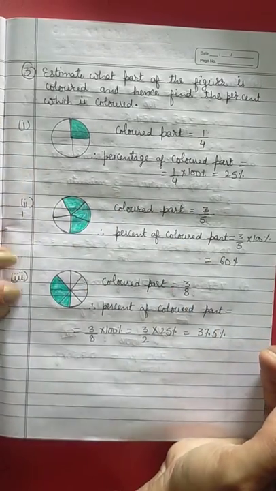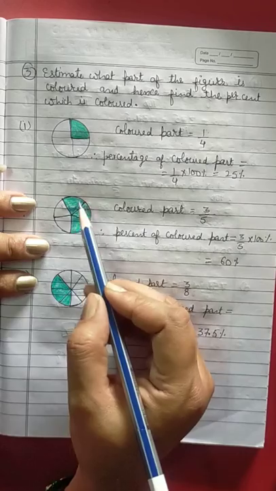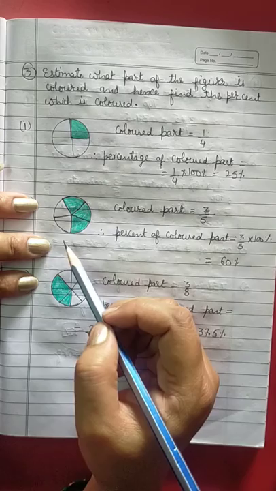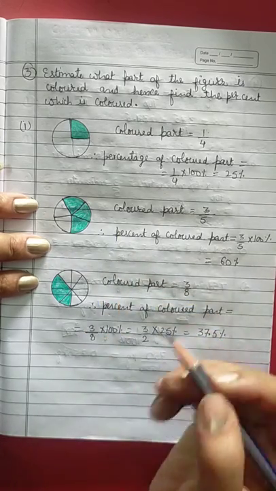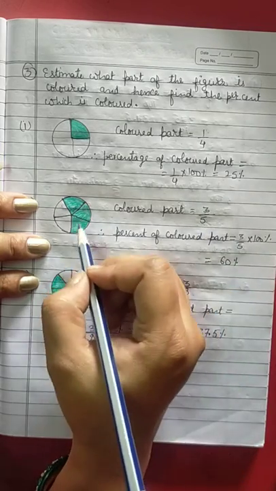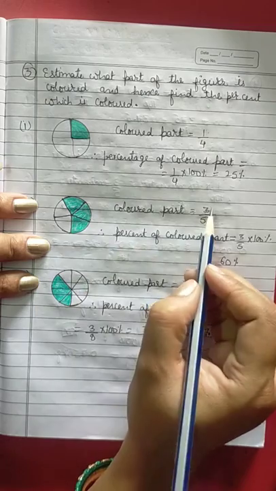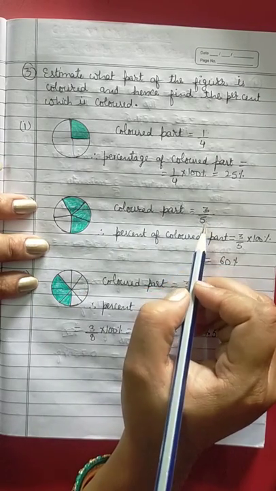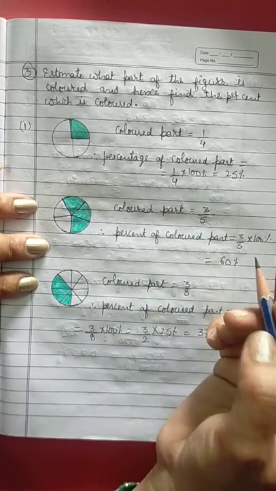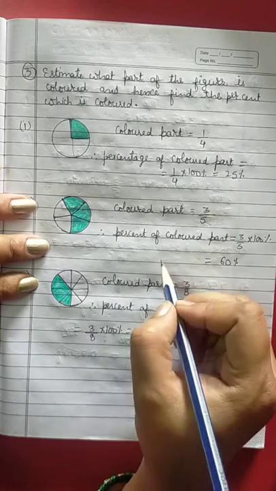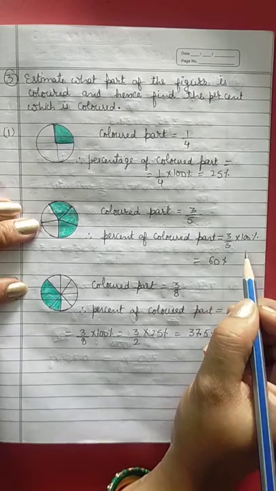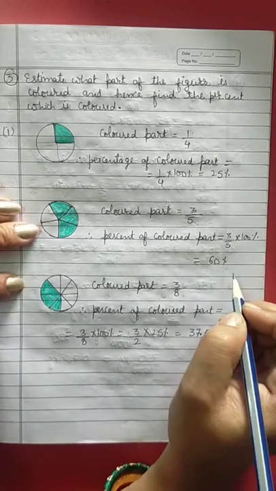Fine. Then same in the next part, second part. Again we can see in this diagram there are total 5 parts. According to the sum we want to know how much part is colored. So write the total number of parts in the denominator and the shaded part in the numerator. How many parts are shaded? 3. So write 3 in the numerator. So colored part is 3 by 5. And now percent of colored part, you can write percentage or percent. Percent of colored part is 3 by 5 multiplied by 100%. Now solve it and you get at the end 60% of this circle is colored.